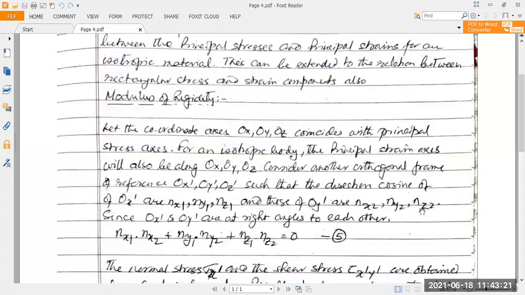We know this is an orthogonal frame, which means the angle between the axes is 90 degrees. So if OX dash is 90 degrees to OY dash, then the multiplication of their direction cosines is equal to 0. So nx1 multiplied by nx2, plus ny1 multiplied by ny2, plus nz1 multiplied by nz2 is equal to 0. This is the condition we'll require very soon.